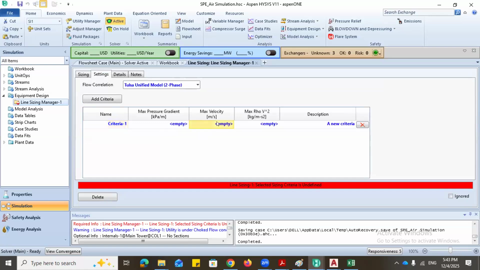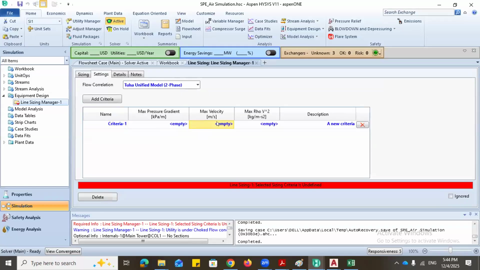Now, as per code and standard, when you are sizing a liquid line, there is a velocity criterion range. When you're assessing a gas line, there's a velocity criterion. When you're assessing a multi-phase line, there's also a velocity criterion.